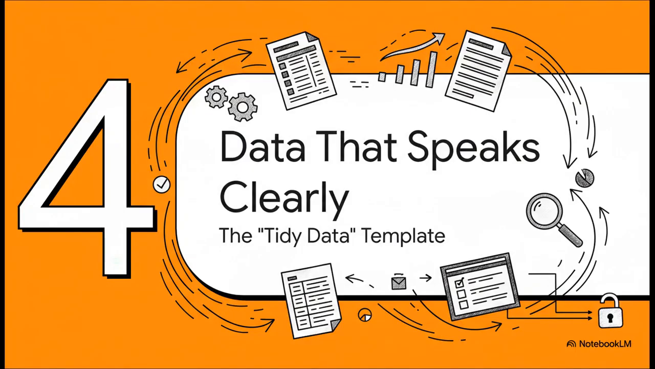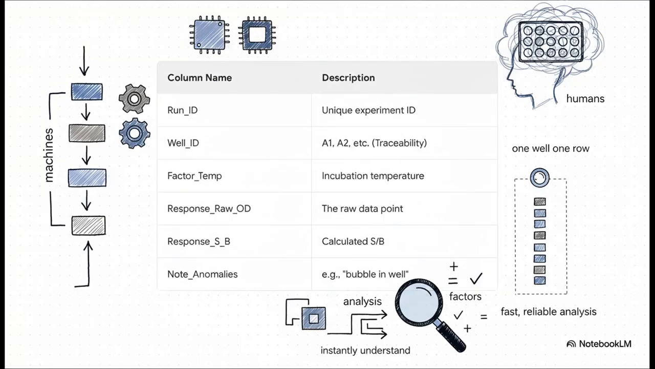Okay, we've got the metrics, we've got the plan. Now for the secret weapon, the data sheet format itself. This is what unlocks the speed we've been talking about. This is what we call the tidy data format, and the rule is incredibly simple. One observation per row. That's it. One well gets one row. Don't format your sheet to look like a plate grid. That's for human eyes. This long format is for machines, and it is what allows analysis software to instantly understand every single variable in your experiment.